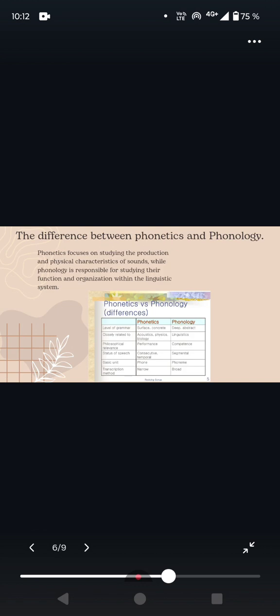And look, this is the difference between phonetics and phonology. Phonetics focuses on studying the production and physical characteristics of sounds, while phonology is responsible for studying their functions and organization within the linguistic system. In short, phonetics is about the physical sounds, while phonology is about how those sounds are used in the structure of the language. Look at the example here. Imagine the difference between phonetics and phonology.